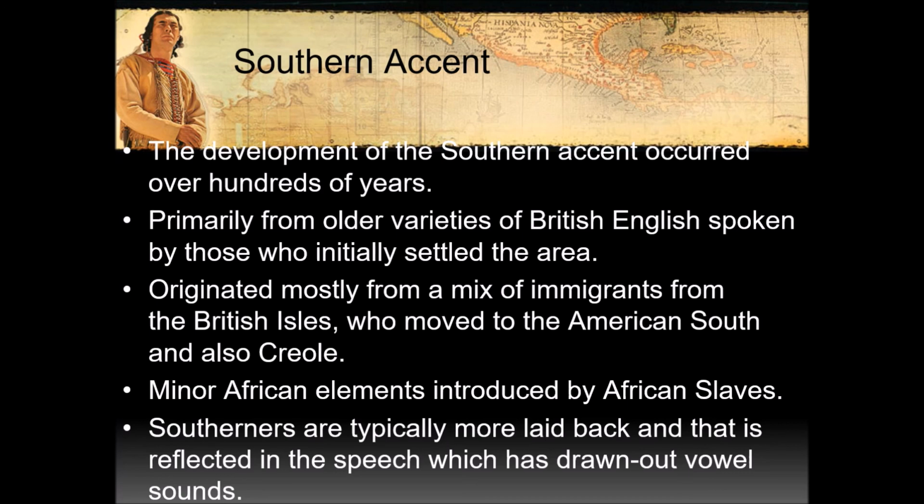The southern accent originated mostly from a mix of immigrants from the British Isles who moved to the American South, and also Creole. Creole is a mixture of European and African, and people call it Creole. The minor African elements in the southern accent were introduced by African slaves who were brought from the African continent to the New World. Southerners are typically more laid back, and that is reflected in the speech, which has drawn out vowel sounds.